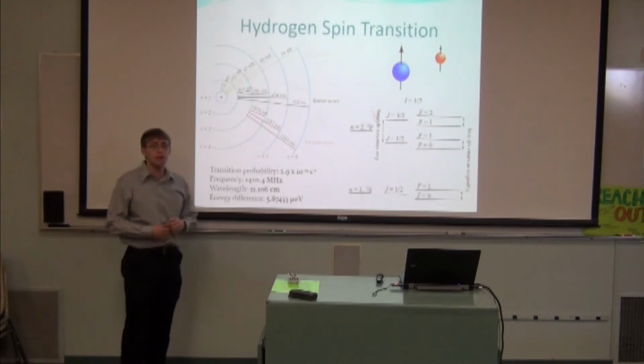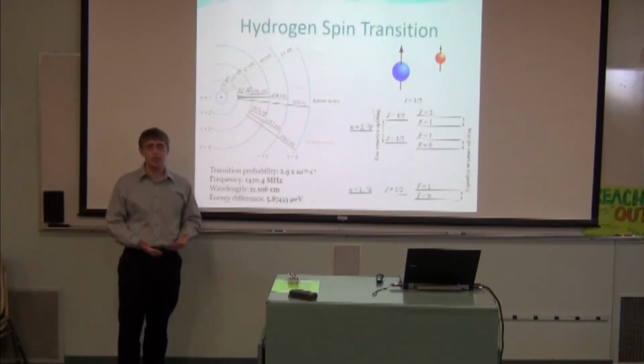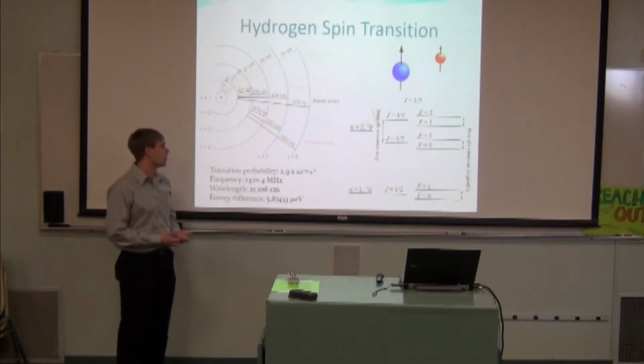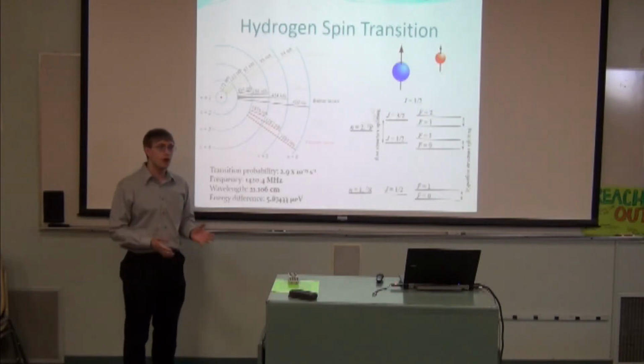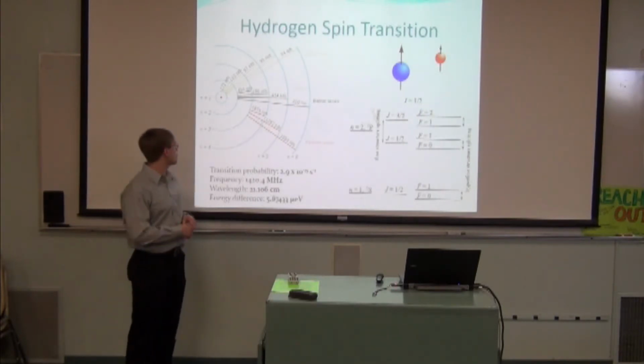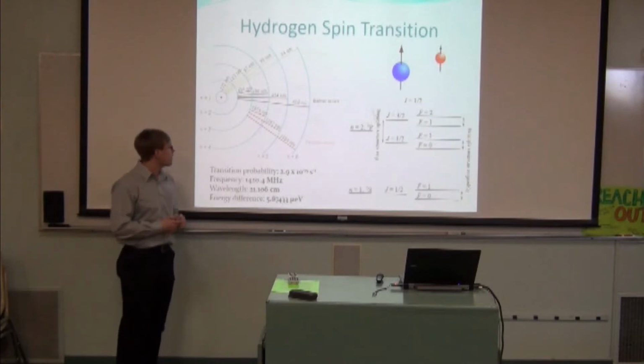And when it changes in energy, it has to release the energy somehow. The energy has to go somewhere. So it's emitted in the form of a photon. So it's an observable photon of light with a wavelength that we can measure and we can calculate.